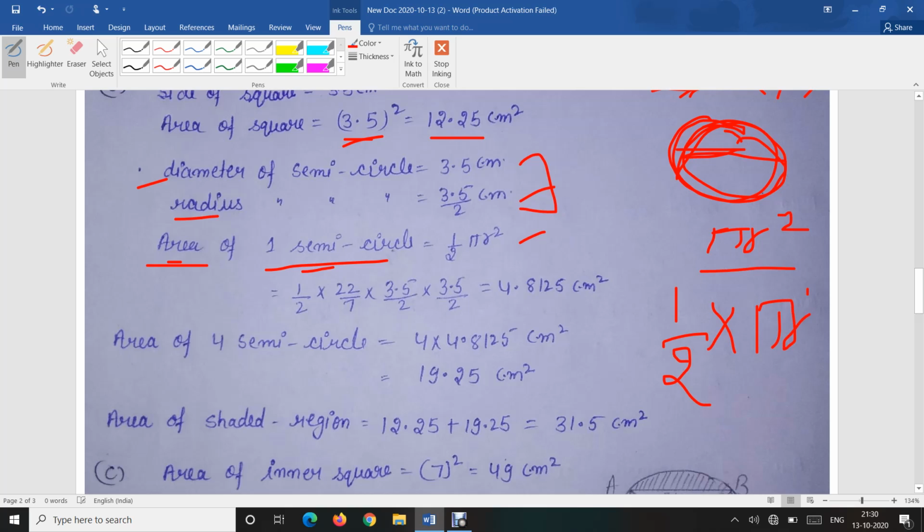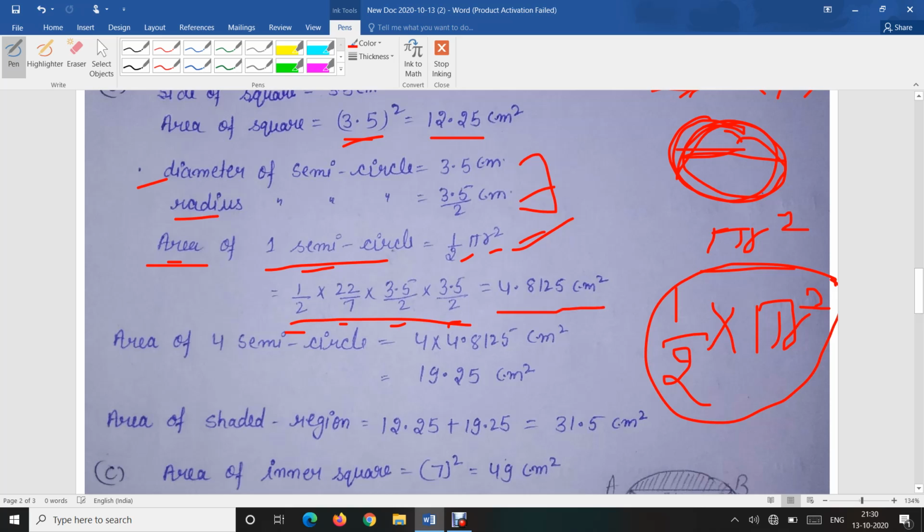Multiply by pi r square. So the area of the semicircle is half pi r square. So we can apply the formula directly. Half pi r square, where the value of pi is fixed, 22/7, multiplied by r, which is 3.5. So here we have 3.5 upon 2, 3.5 upon 2.